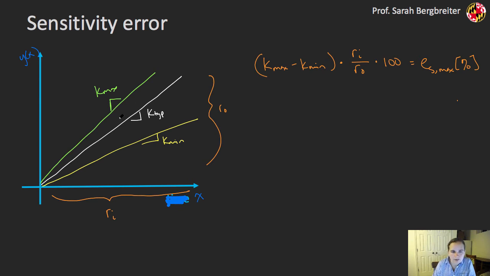Based on the possible spreads of this sensitivity, if I have a fairly high spread there, I'll end up with a fairly high maximum sensitivity error. If this is very tight around this K typical value, I'll end up with a smaller sensitivity error. And of course I have lots of other different kinds of errors that I might encounter in my sensor. Those are just three that are fairly typical.